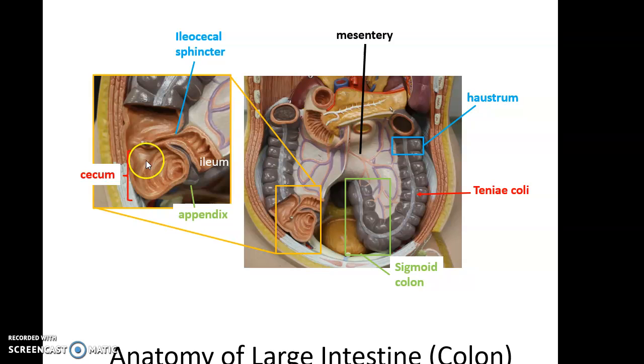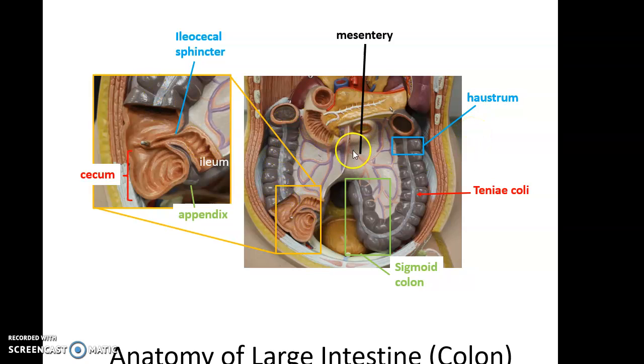The cecum is next to the ileocecal sphincter. So this sphincter controls the movement of materials from the small intestine, from the ileum, into the cecum. Ileocecal, ileum, cecum, sphincter. So again, cecum, appendix, leading to the ascending colon.